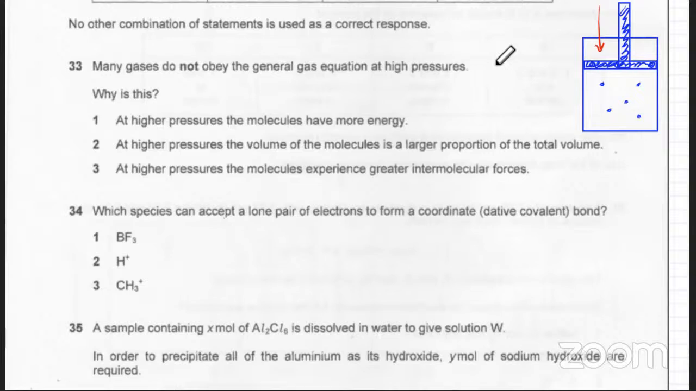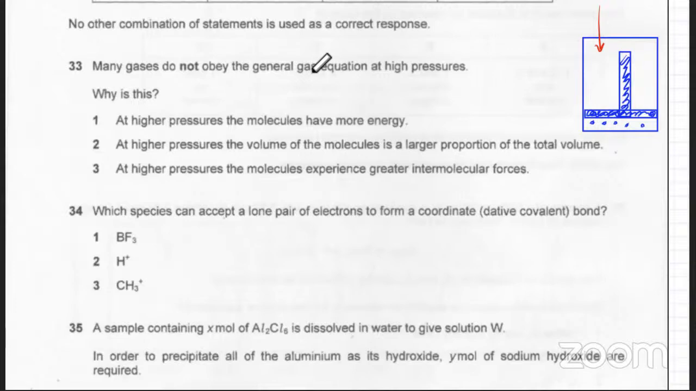Because the particles are too close to each other. They are bumping into each other. Let's assume that I've increased the pressure to a really high pressure, and this piston has been compressed, so now it doesn't behave like a gas because it's more like a solid. Particles are close together, tightly packed. So it's not going to behave as a gas.